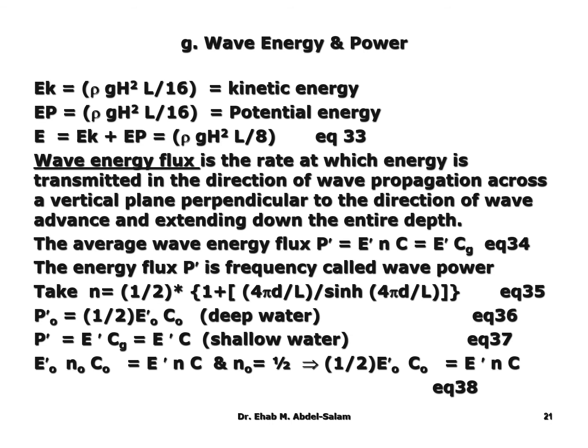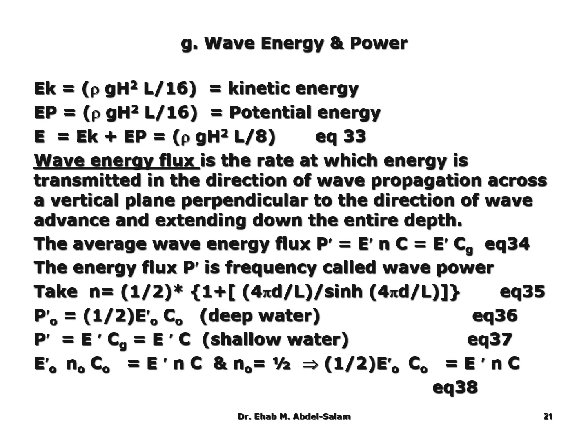Wave energy flux is the rate at which energy is transmitted in the direction of wave propagation across a vertical plane perpendicular to the direction of wave advance and extending down the entire depth. The average wave energy flux P dash equals E dash n C equals E dash Cg. There is a type for deep water and shallow water. For deep water, P naught dash equals 1 over 2 multiplied by E naught dash C naught. For shallow water, P dash, E dash Cg equals E dash C.